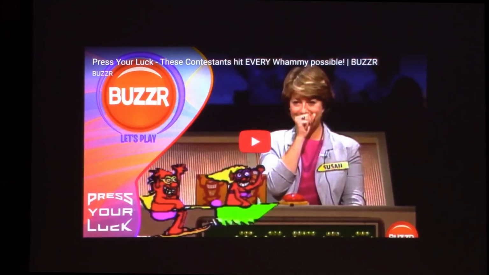There was a game show that was called Pressure Luck, and you'll see it in action here. There was this board where there was a bunch of squares, and the squares would light up.